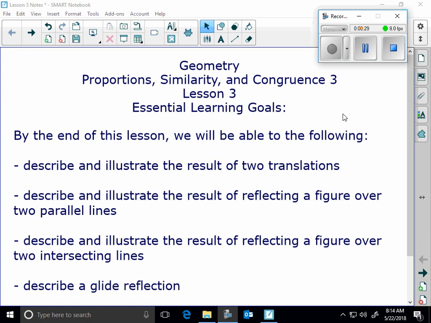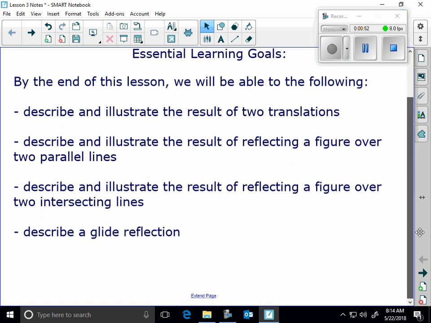And then describe a glide reflection. What do you think a glide reflection is? It glides, then it does what? And then what? How about reflect? Does it glide, then reflect? You want to see a special transformation? Get ready.